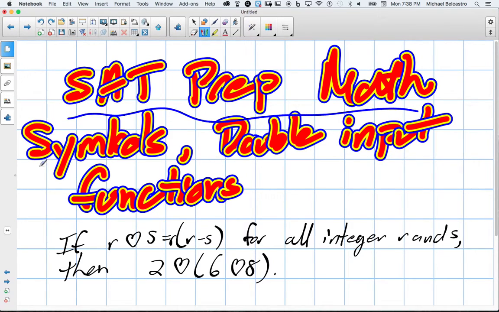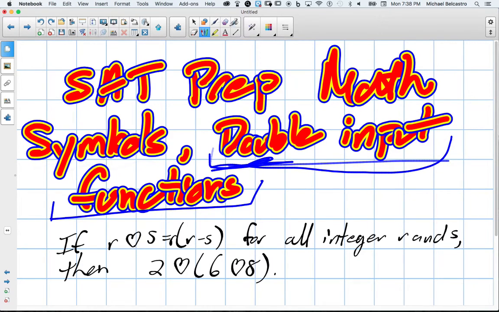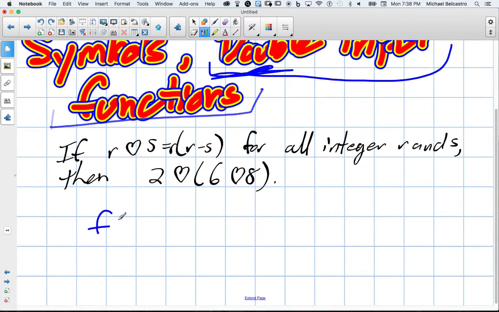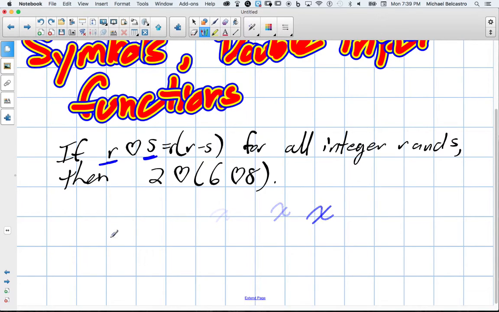So it's an SAT prep math, and again, it's the symbols category, but we're kind of going to make something up. We've seen functions before. We're going to do a double input function. The reason I called it a double input function is because normally when we talk about function notation, it's f at x, and the only variable in here is an x with a bunch of constants or coefficients. The problem here is we have an r and an s. So the original function notation doesn't quite work for that.